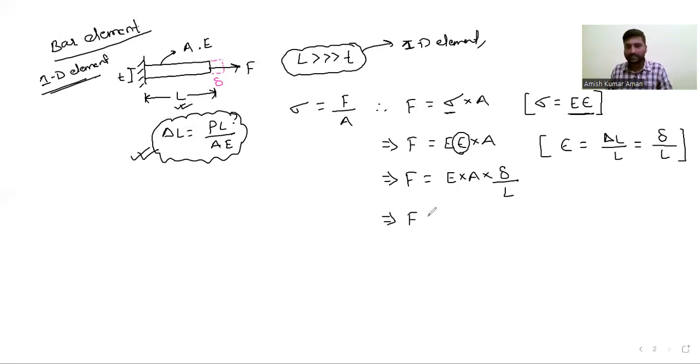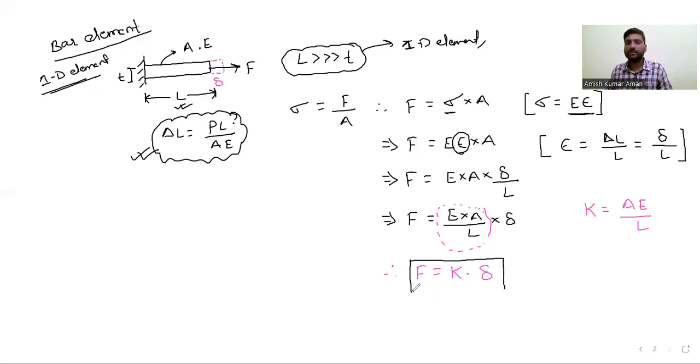Let us rearrange the things: F is equal to E into A upon L into delta. Let us take K is equal to AE by L. So we can write F is equal to K into delta. What I have done is just take AE by L as K, and this K is known as the stiffness coefficient of the element.